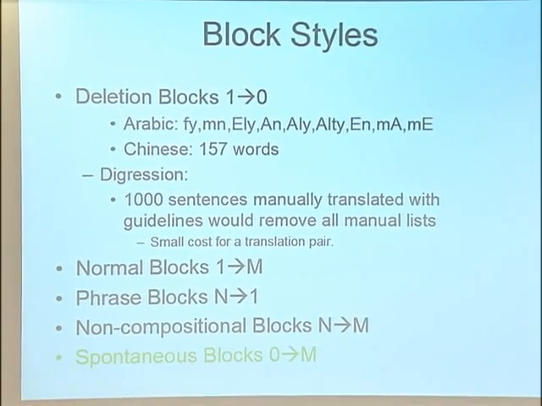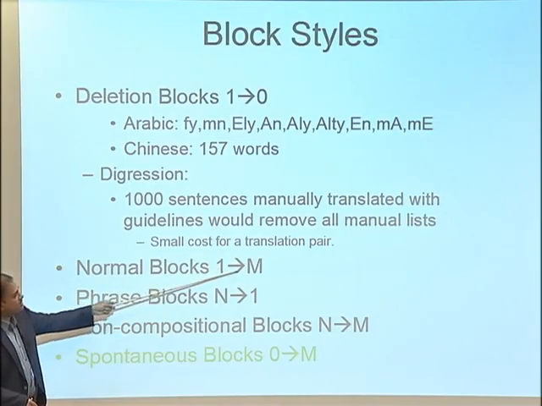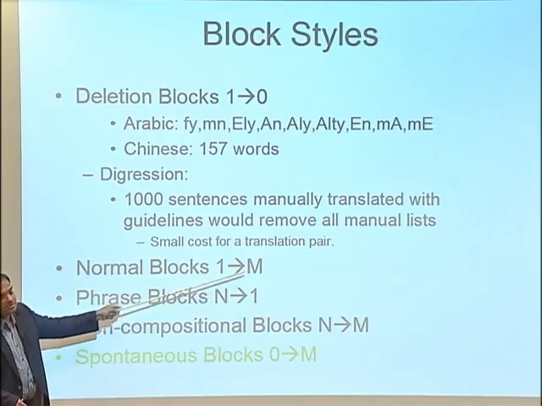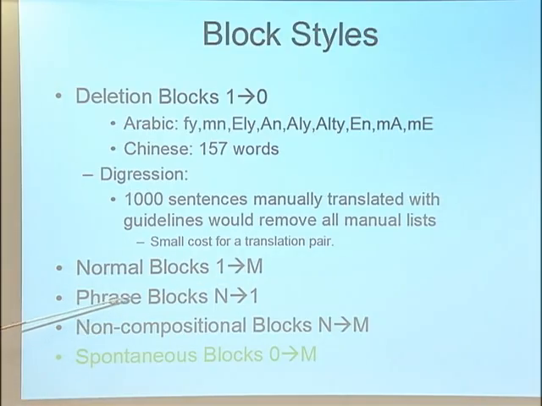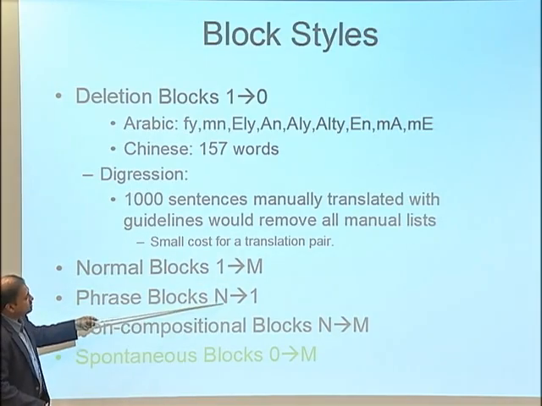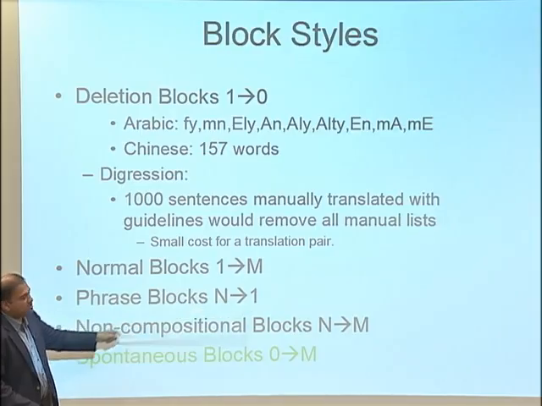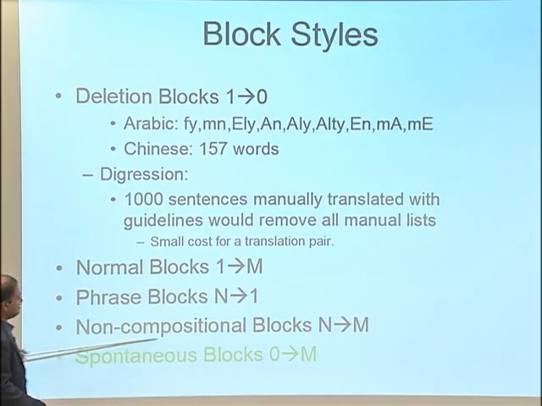But right now, these lists are being made by hand. Our normal blocks are source size 1, producing m target words. Phrase blocks do n source positions, producing 1 or more target. If it produces more than 1, then we say it's a non-compositional block. These are idiomatic phrases like Humpty Dumpty or peace be unto you, where there's maybe not a one-to-one correspondence between the words.